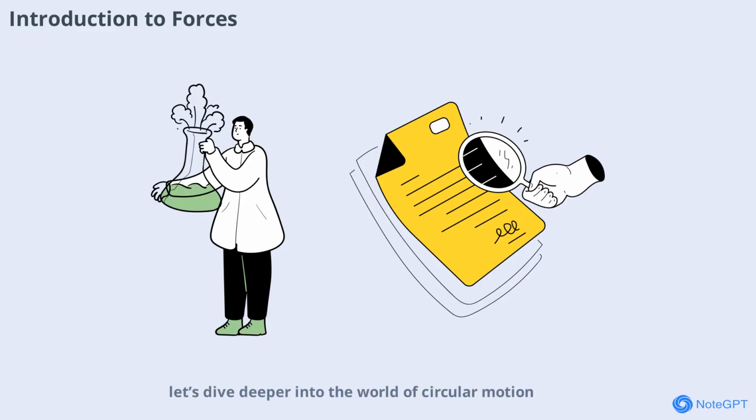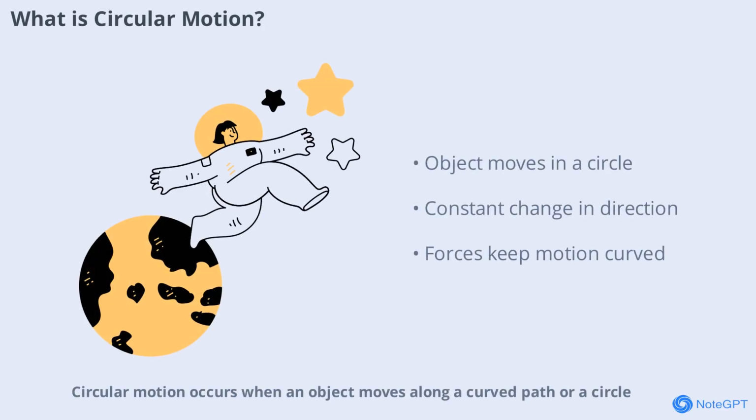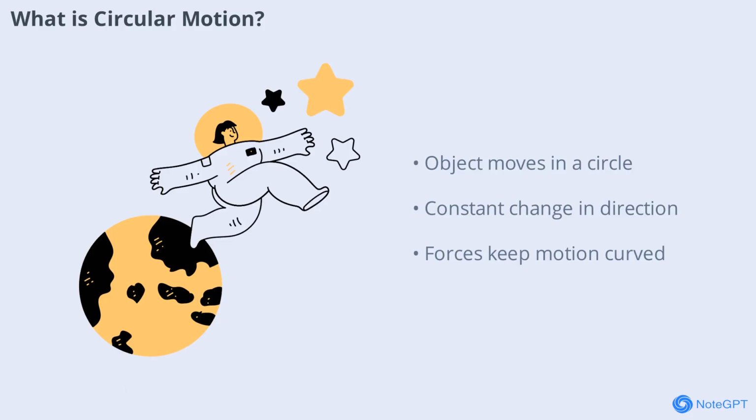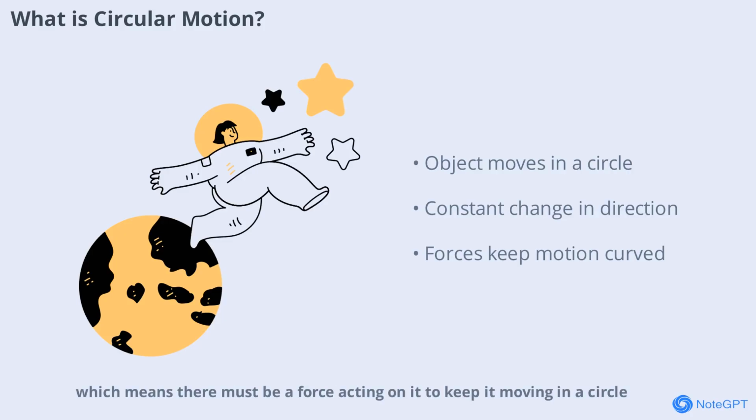Now let's dive deeper into the world of circular motion. Circular motion occurs when an object moves along a curved path or a circle. Think of a satellite orbiting Earth or a child on a merry-go-round. In these situations, the object is constantly changing direction, which means there must be a force acting on it to keep it moving in a circle. This is where centripetal and centrifugal forces come into play. Understanding circular motion helps us grasp why these forces are necessary and how they affect the movement of objects in our daily lives.